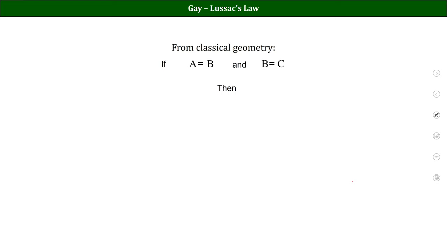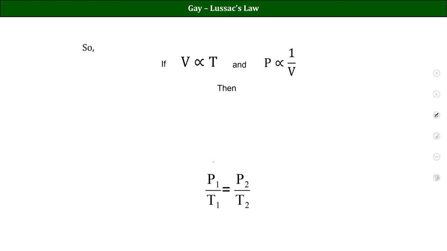So from classical geometry, you can say if A equals B and B equals C, what do we know about A and C? They're also equal. A version of that that is less commonly used, but very helpful in this case, is if A is proportional to B and B is proportional to C, then A is proportional to C as well. So it just means we can do a quick substitution. If volume is proportional to temperature and pressure is proportional to 1/volume, we can rearrange and plug this in. We get what's called Gay-Lussac's law, which is P1/T1 = P2/T2. Again, all these are on your equation sheet, except I put them in one combined way, and I'll show you why that saves us time and makes sense in a minute.